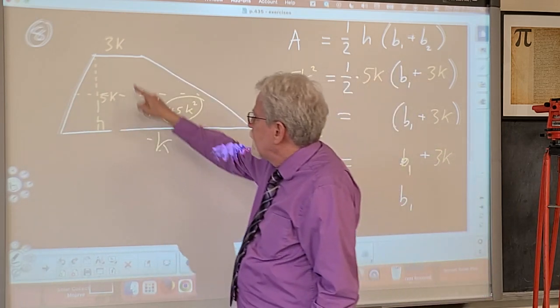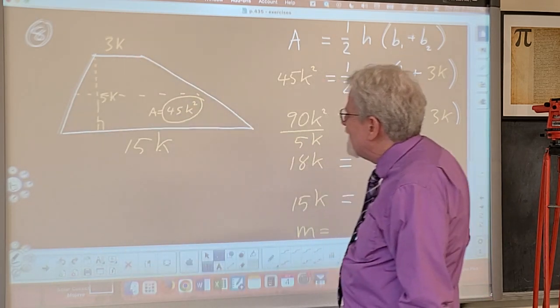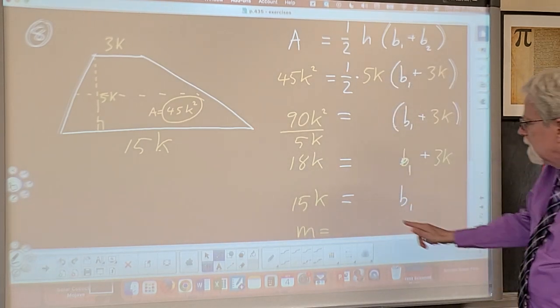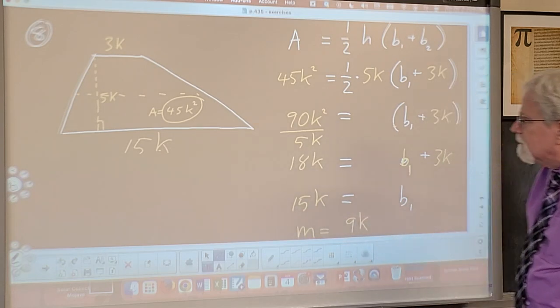So if b is 15k, then what's the median? Add the 2. 15k plus 3k is 18k, and guess what half of 18k is? Is it 9k? 9k. Median is 9k.